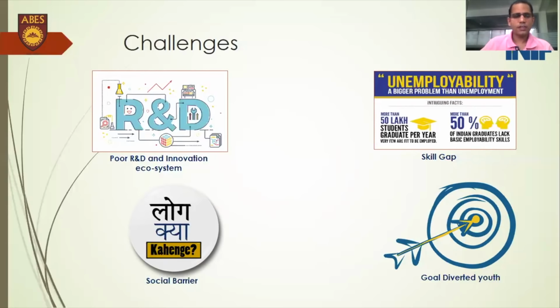The last one, which we call the goal diverted youth. It means today's youth are not decided in the schools what to do next. Largely, they decide on the basis of what their friends are doing. They are choosing the career option in terms of what is in demand. Rather, the right way of choosing a career option is to understand the self strength and weaknesses and a skill set which you have and your interest too. And on the basis of that, you need to decide which career option is suitable for you.